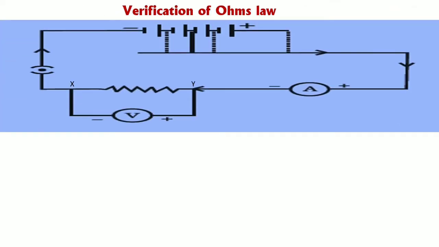Let's note the readings to plot the graph and verify Ohm's law. The circuit consists of a nichrome wire, one end of which is connected to the negative terminal of the ammeter. The positive end of the ammeter is connected to the positive terminal of the cell. The other end of the nichrome wire is connected to the switch and then to the negative terminal of the cell. The voltmeter is connected in parallel across the nichrome wire.